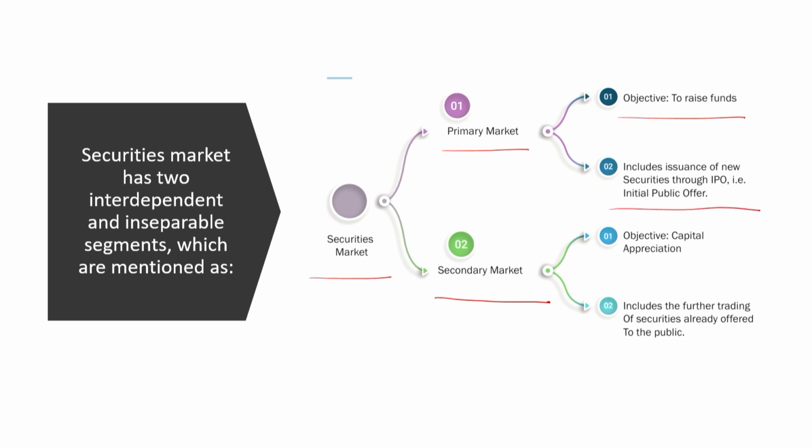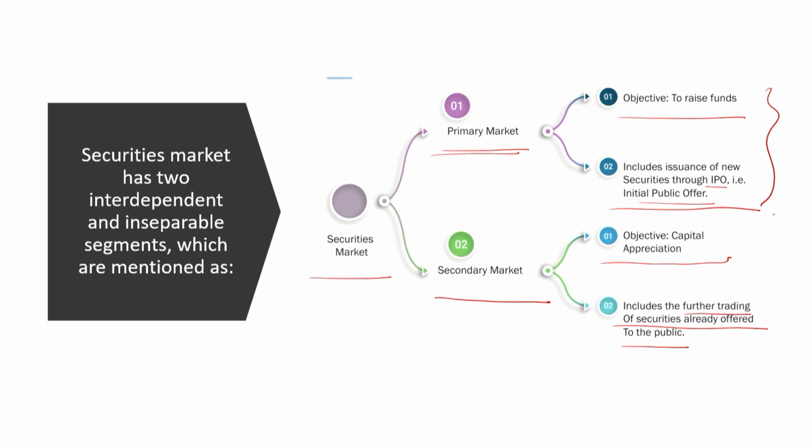It includes issuance of new securities through IPO, that is the initial public offerings, and after that there is the secondary market that helps in the trading of the securities that have already been issued with the help of the primary market. So this basically has the objective of capital appreciation. That means the value of the share must be increasing, the earning per share for the investors must be increasing. That will encourage them into investment activities more and more, and channelize their savings from the individual investor to the corporate. It also includes the further trading of the securities that have already been offered to the public through the new issue market. So basically the security market has two different segments which are interdependent and inseparable from each other, and those are the primary and the secondary market.